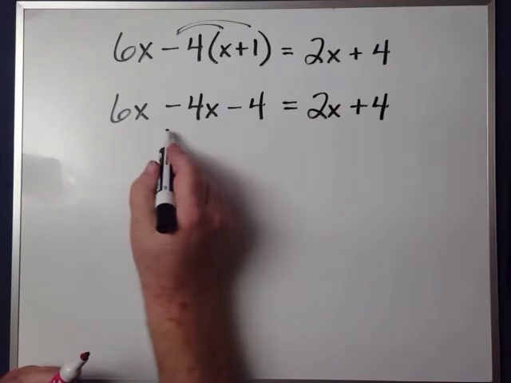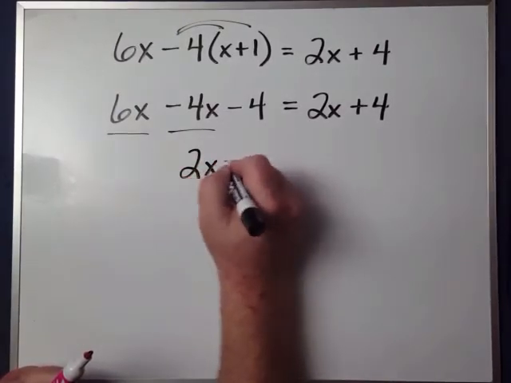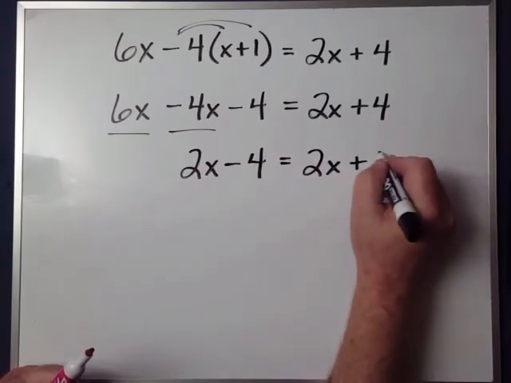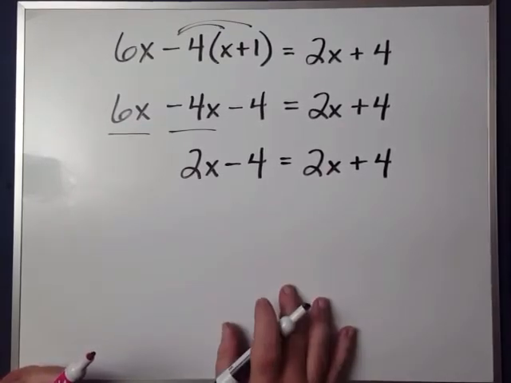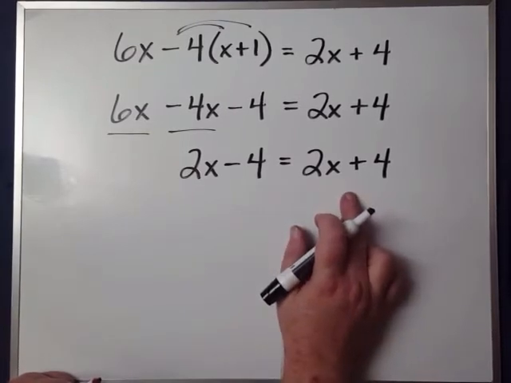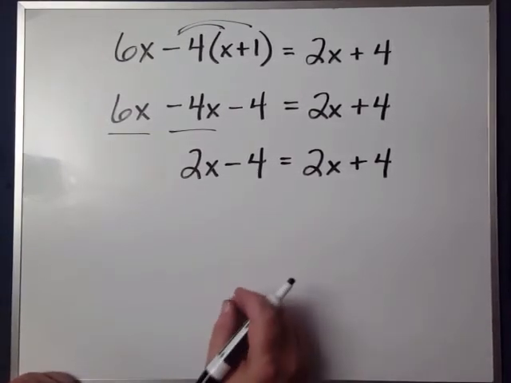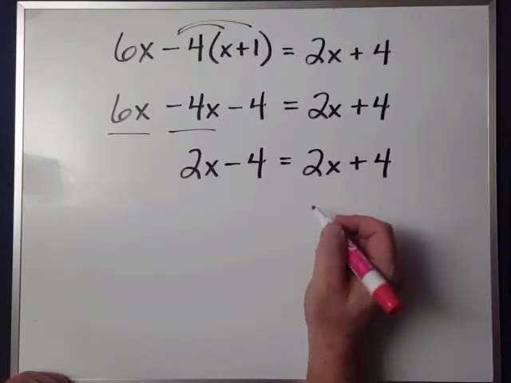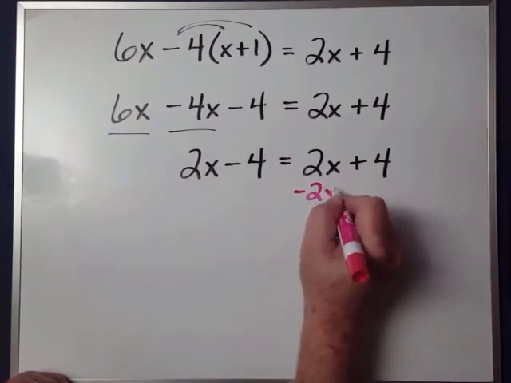Combine like terms. 6x minus 4x is 2x. You see something's up because we've got a 2x on each side. Is this a true statement? No, but I don't want you to claim that it's false until that variable has been removed, because funny things can happen. Let's try to collect our x's on the left, destroying them on the right.